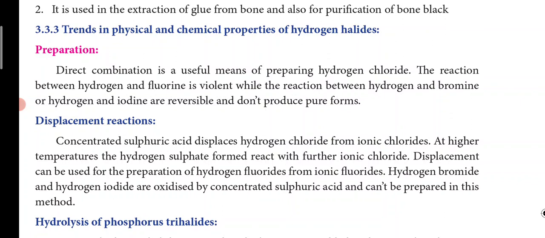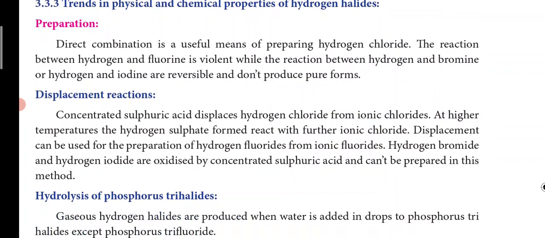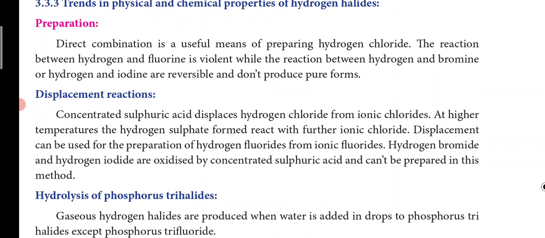What are the trends in physical and chemical properties of hydrogen halides? First is their preparation. Direct combination is a useful means of preparing hydrogen chloride. The reaction between hydrogen and fluorine is violent, while the reactions between hydrogen and bromine or hydrogen and iodine are reversible and don't produce the pure form. Hydrogen iodide can be made again into hydrogen and iodine, so they can be brought back to the original reactants after formation of the product.